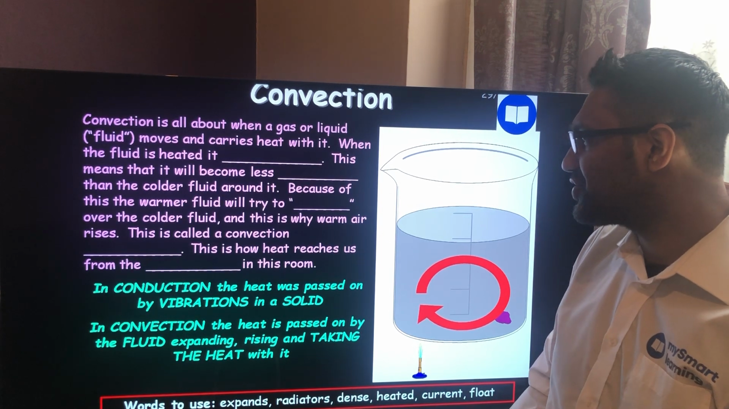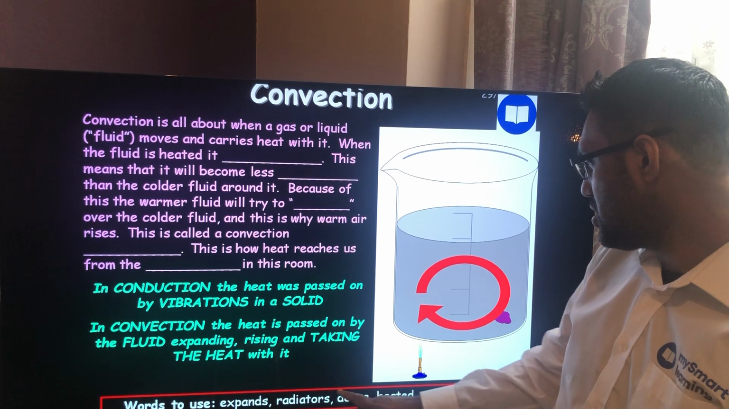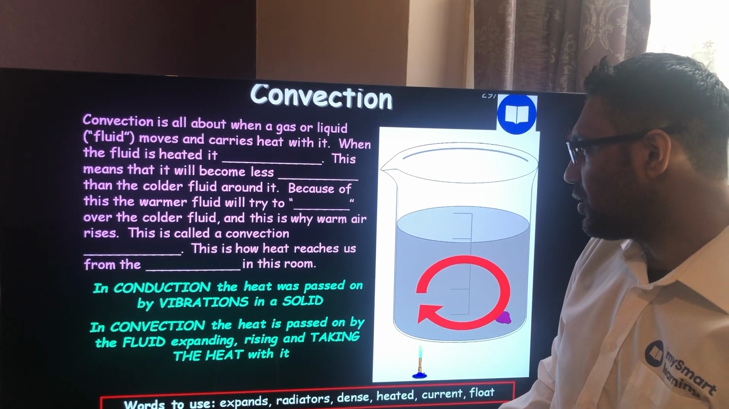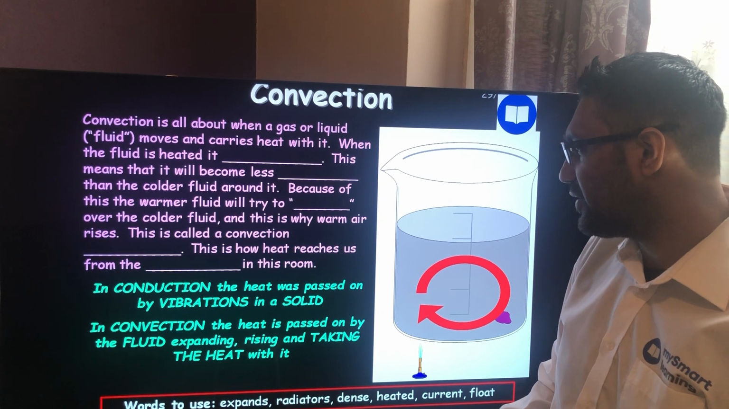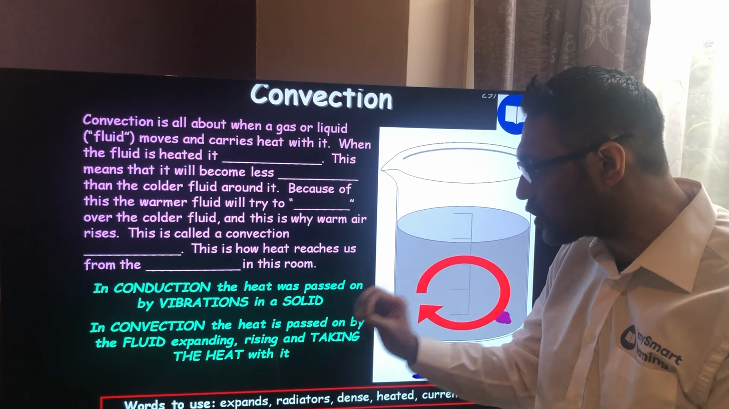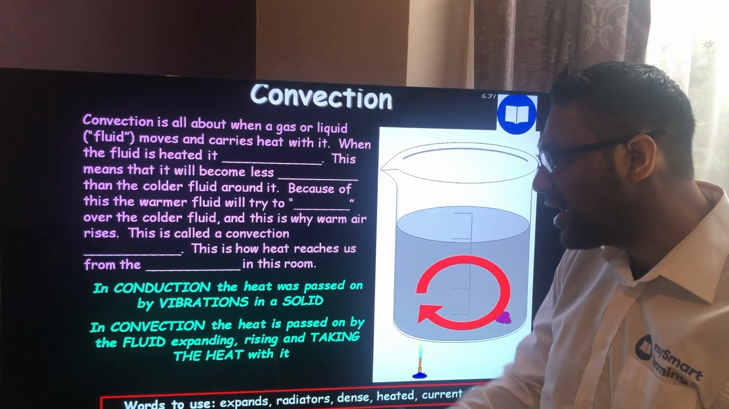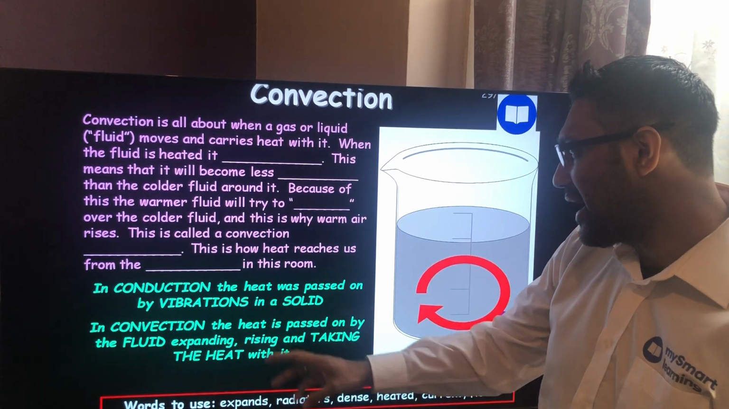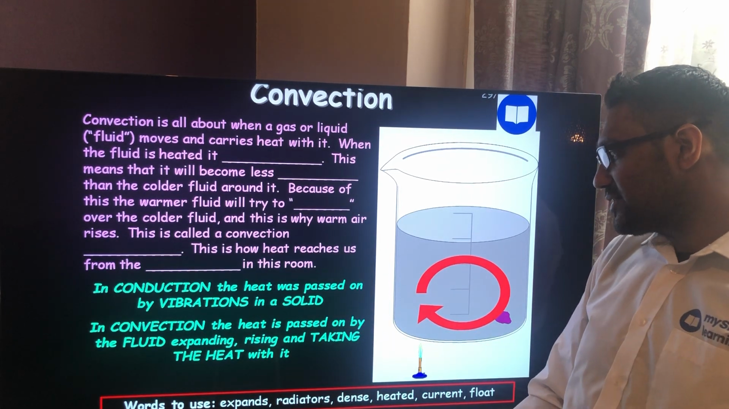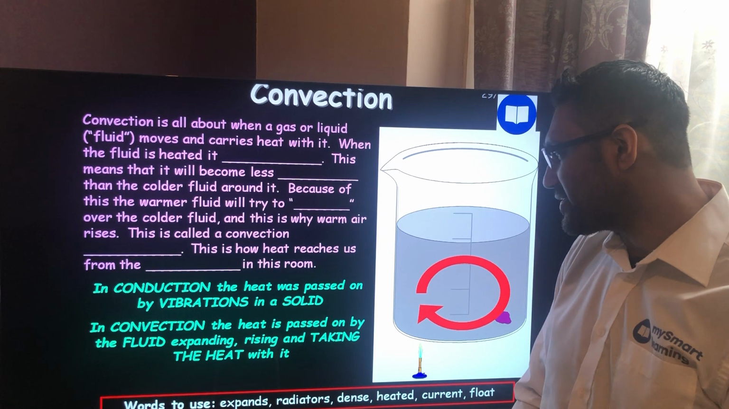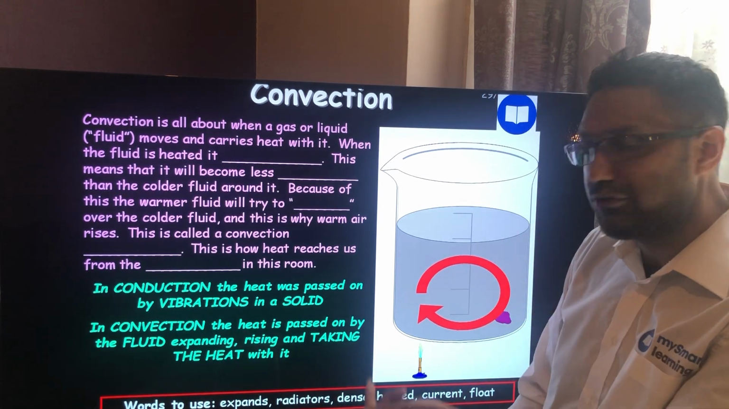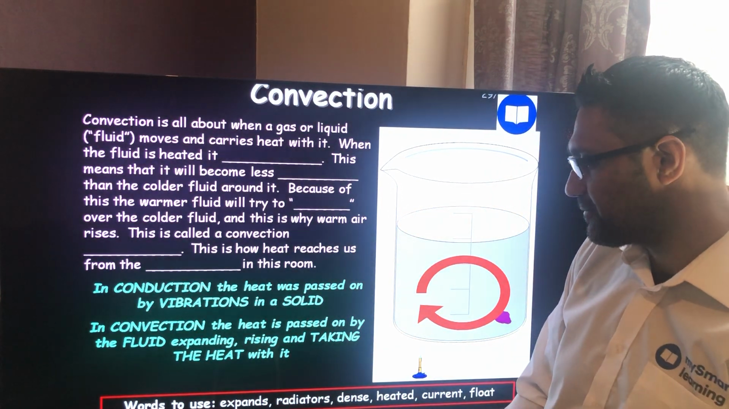This is how heat reaches us from the radiators in this room. Okay, so in conduction, the heat was passed on by vibrations in a solid, remember? Our focus today is about conduction to a solid. Convection, however, happens when the heat is passed on in fluids, by fluids expanding, rising, and taking the heat with them, round and round. And it only happens in fluids, which is gases and liquids.